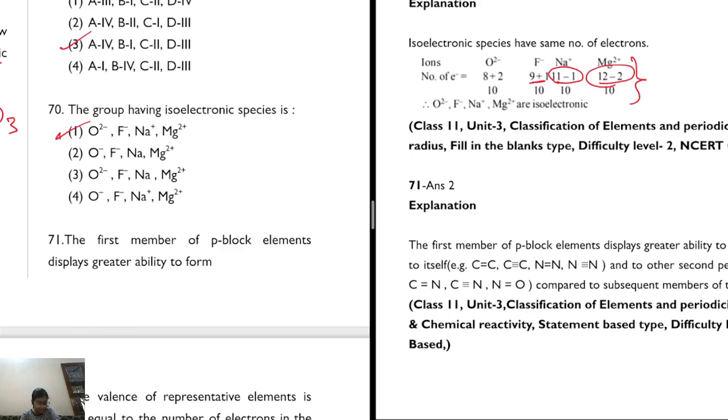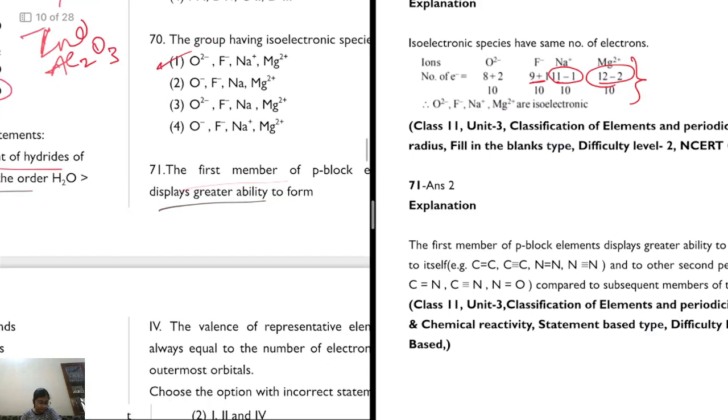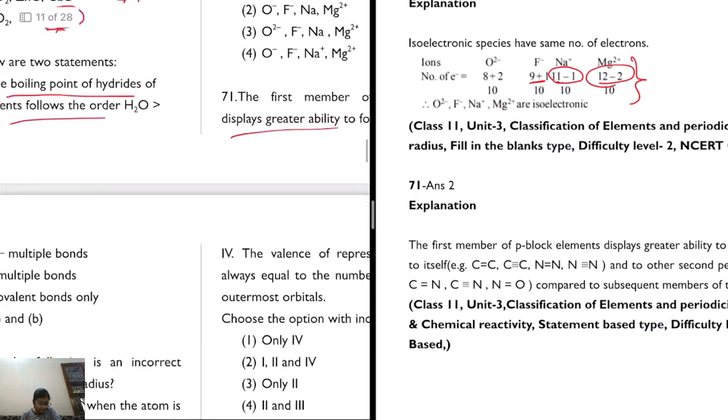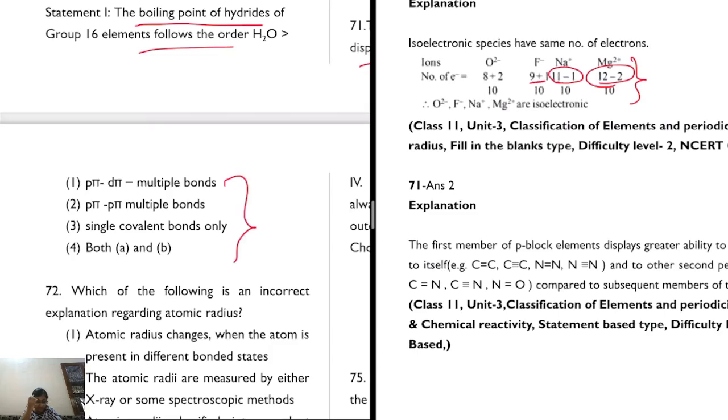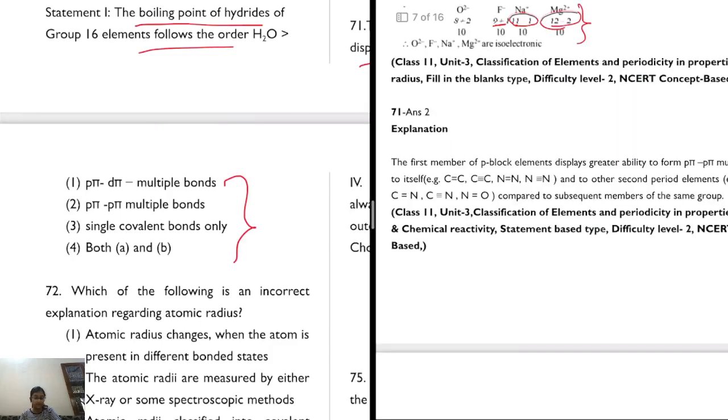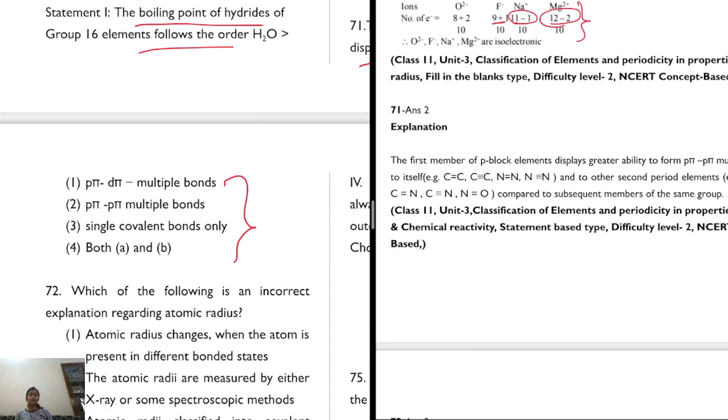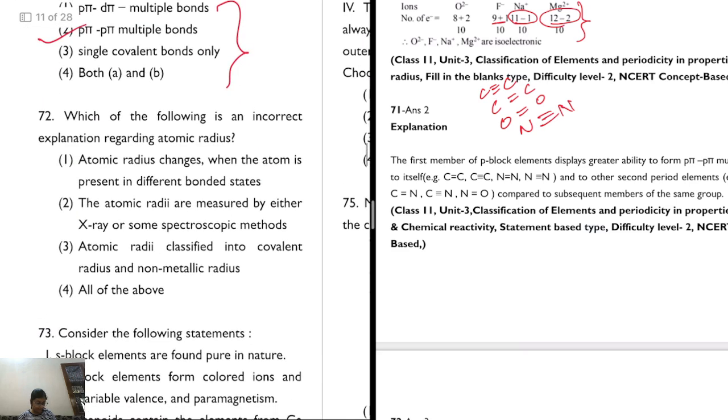The first member of p block elements displays greater ability to form... Yes, okay. So the first member of any block, especially the p block, always shows greater ability to form multiple bonds with itself. We have seen carbon-carbon, oxygen-oxygen, carbon triple bond carbon, carbon-nitrogen. These have more ability to form multiple p-pi p-pi bonds rather than p-pi d-pi bonds. Okay. So let's see the next question.